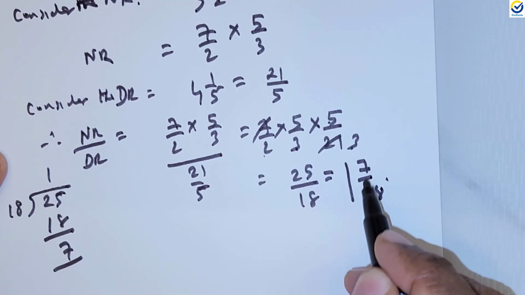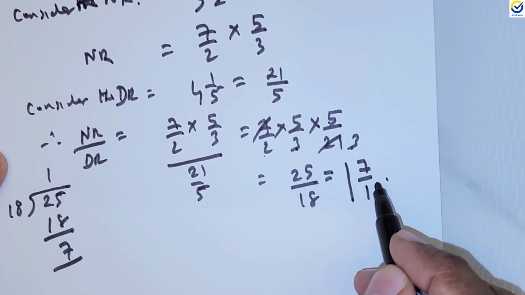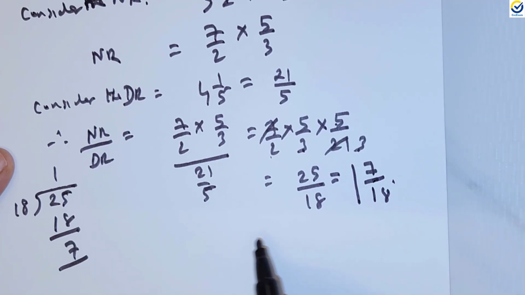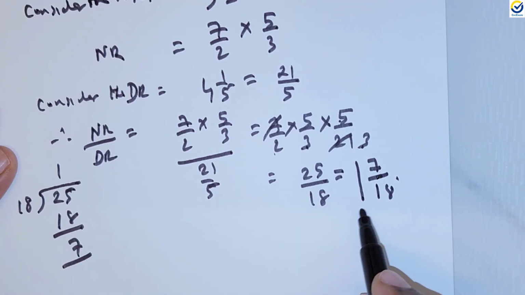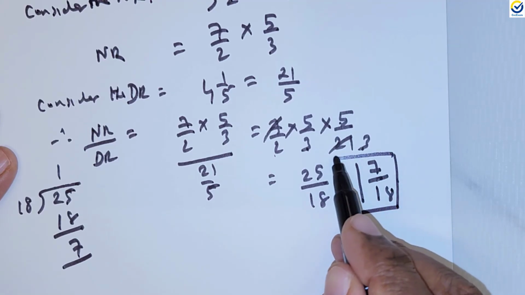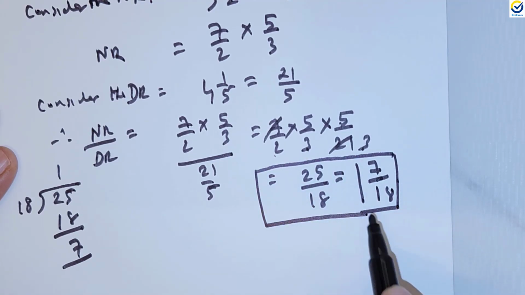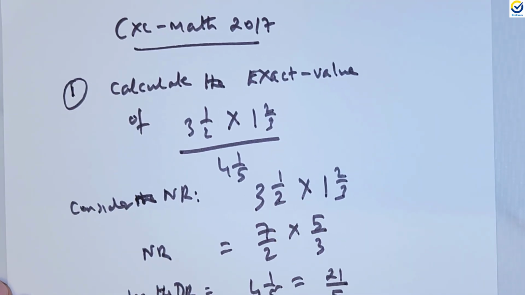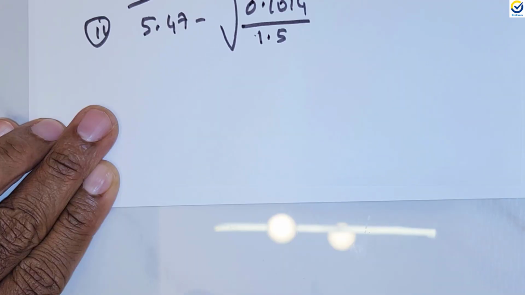So this is how you have to write the value, and this is the right place for us to stop. Probably you can box it or just leave it as it is. So this is the final solution for this particular question. So let's go on to the next one. So this is the next one.